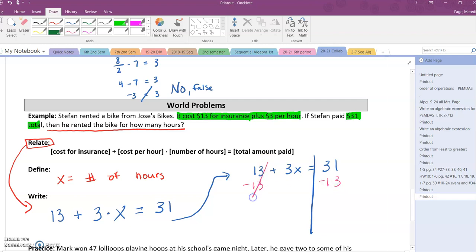minus 13 both sides. Now remember, if you don't feel confident with your adding or subtracting or multiplying or dividing, make sure you use a calculator. 31 minus 13 is 18. So 3x equals 18. Now, last step is to either multiply or divide. In this case, we're going to divide because it's originally multiplication. Cross out, x equals 6. So, how long did Stefan rent the bike for? 6 hours.